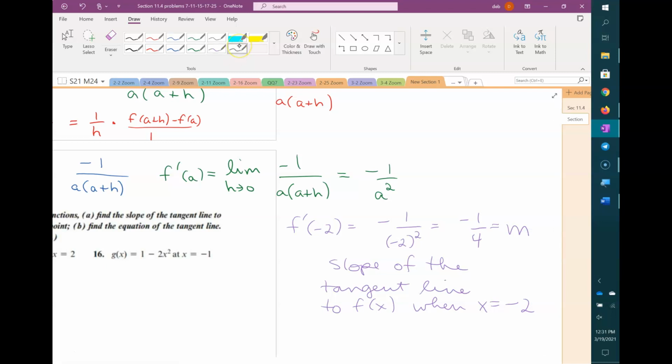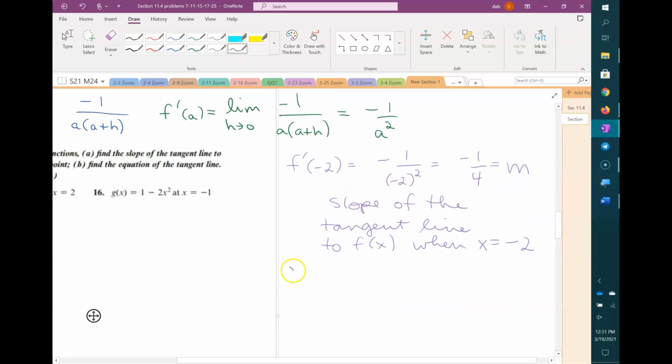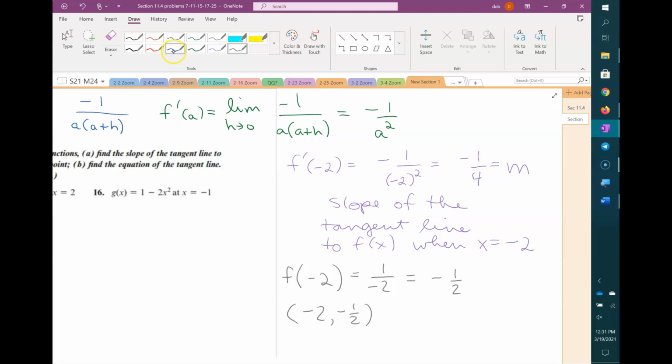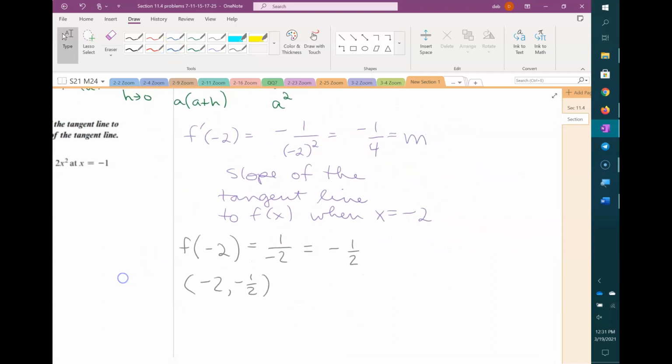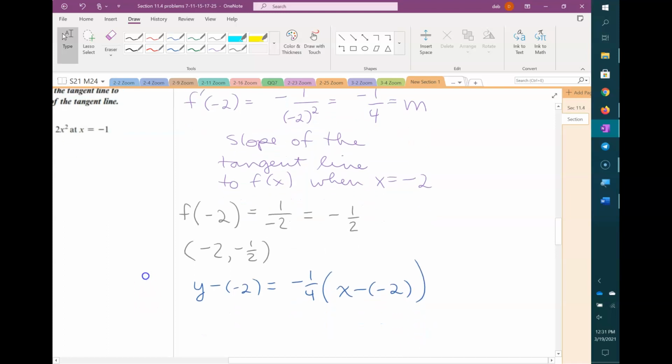Well, then we also need to know a point on the graph. So we need to know f of -2. Go back to the original function, and that's going to be 1 over -2 or -1/2. So the point -2, comma, -1/2 is a point on the graph. And I want to find the equation of the line that goes through that point. So I'm going to use point slope form and say y minus -1/2 equals the slope of -1/4 times x minus -2.